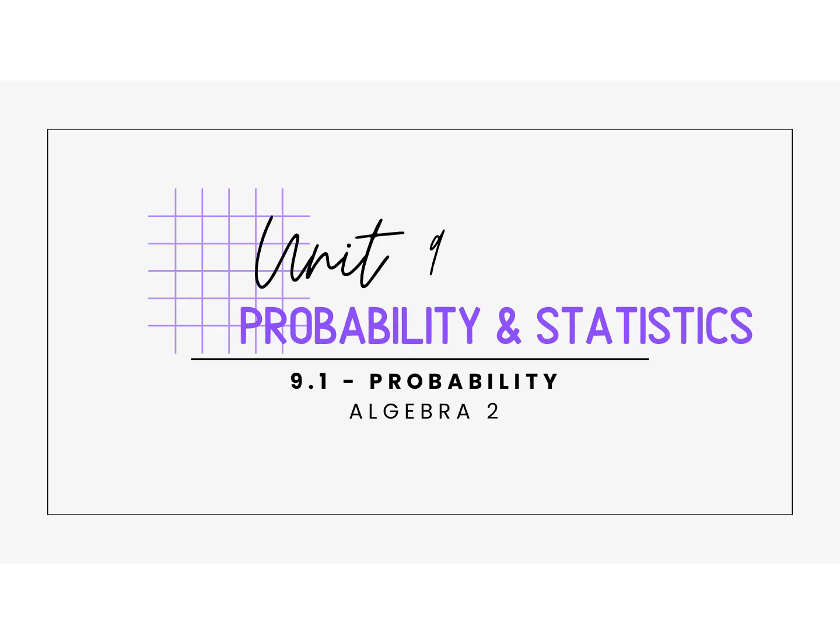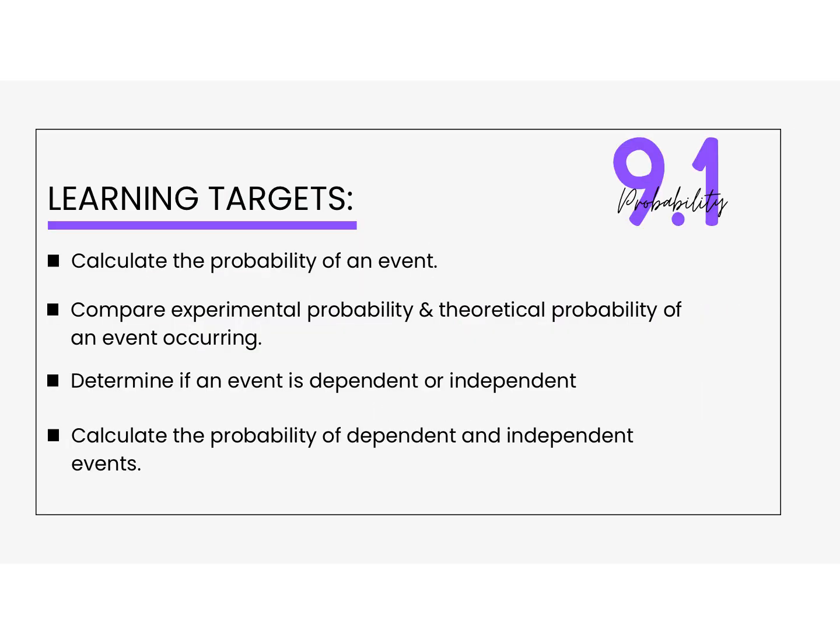All right, 9.1, we are diving into probability. While this isn't the most complicated section, there is a lot of information. So let's jump in. We're going to calculate the probability of an event, compare the experimental and theoretical probability, determine if an event is dependent or independent, and then calculate the probability of those events.